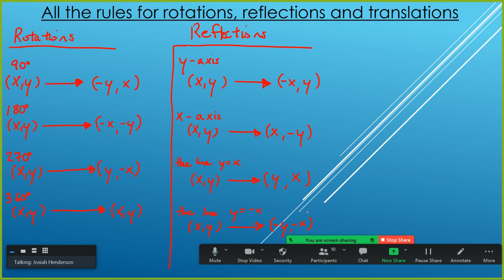So please update your notes now. If you haven't already, let's make sure you have all these rotations on the left and the reflections in the middle. And then in 10 seconds, we're going to look at the translations. I'm going to get that one ready.